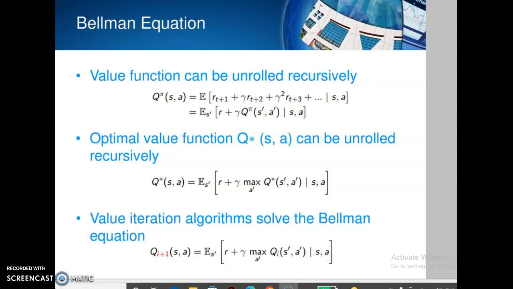The optimal value function Q star of S, A can be unrolled recursively. Q star of S, A equals E over S dash of R plus gamma maximum over A dash of Q star of S dash, A dash given S, A. Value iteration algorithms solve the Bellman equation: Q i+1 of S, A equals E over S dash of R plus gamma maximum over A dash of Q i of S dash, A dash given S, A.